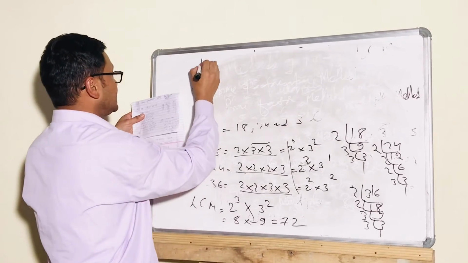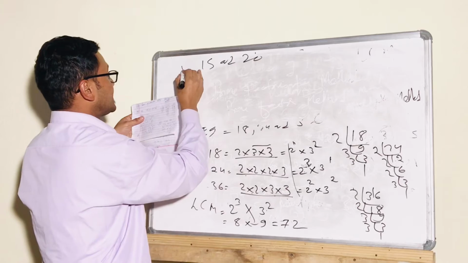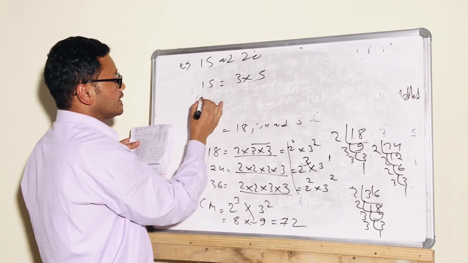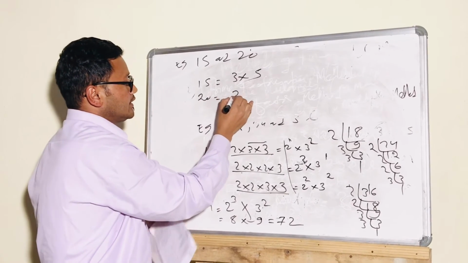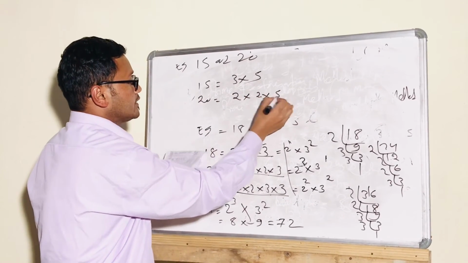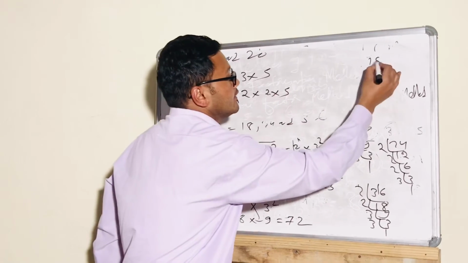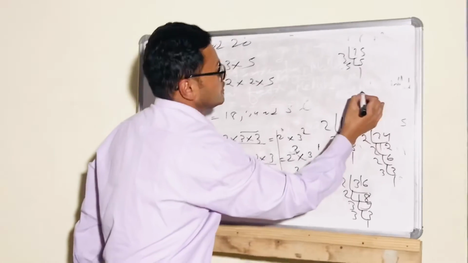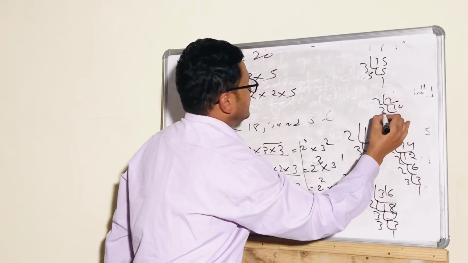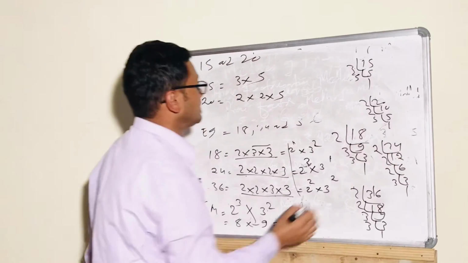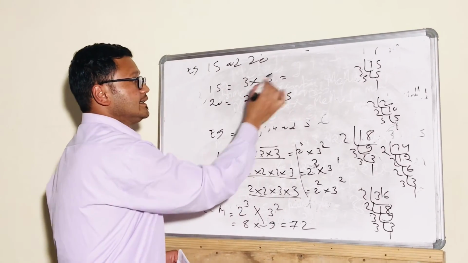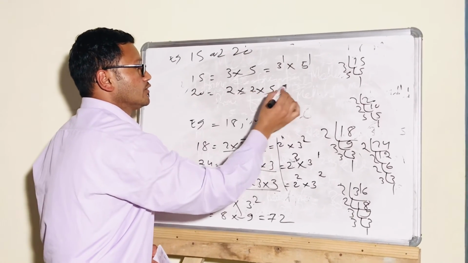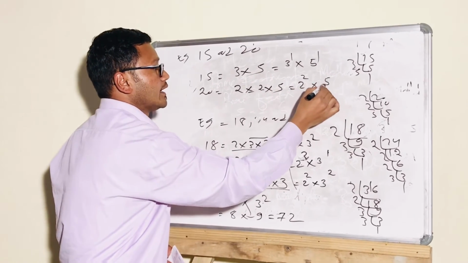Another example, 15 and 20. 15: 3 fives are 15, 5 ones are 5. Then 20: 2 tens are 20, 2 fives are 10, 5 ones are 5. Now see, in 15, 3 is only one time, 5 is also one time. In 20, 2 is two times, 5 is one time.